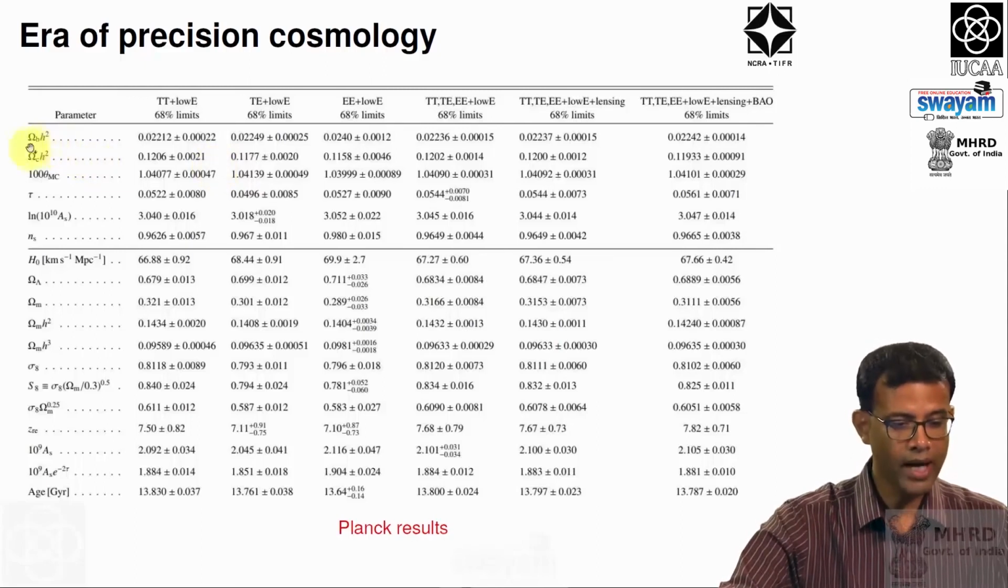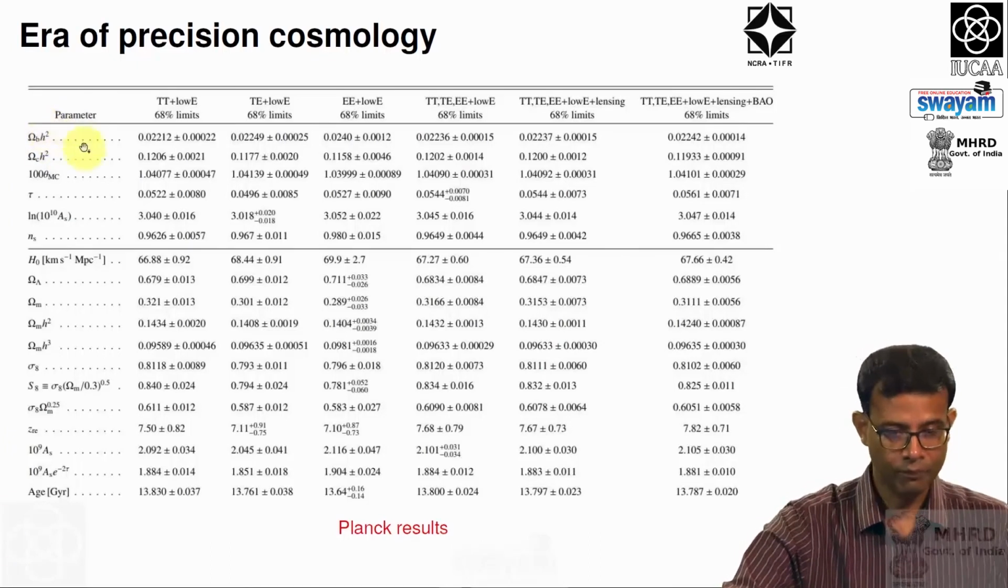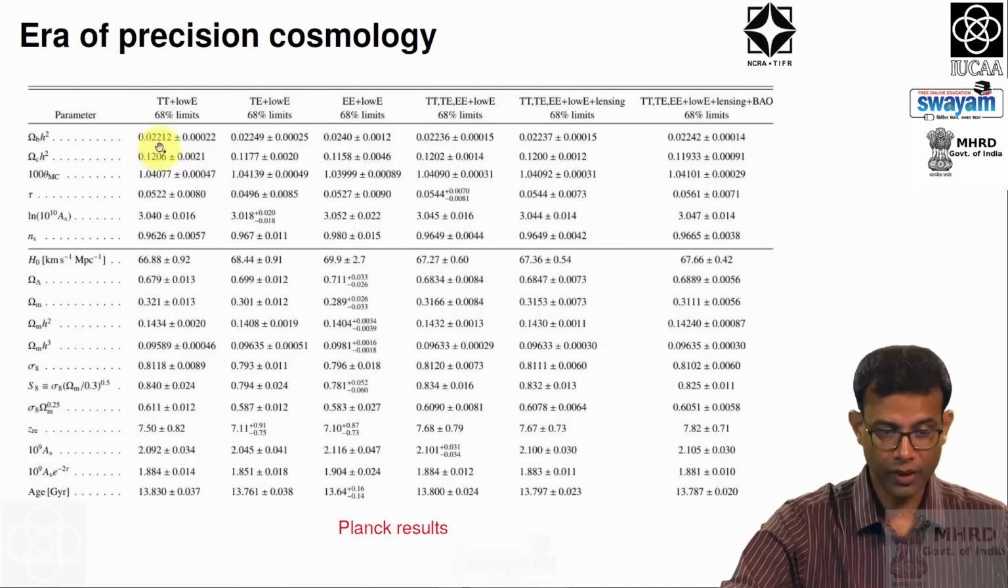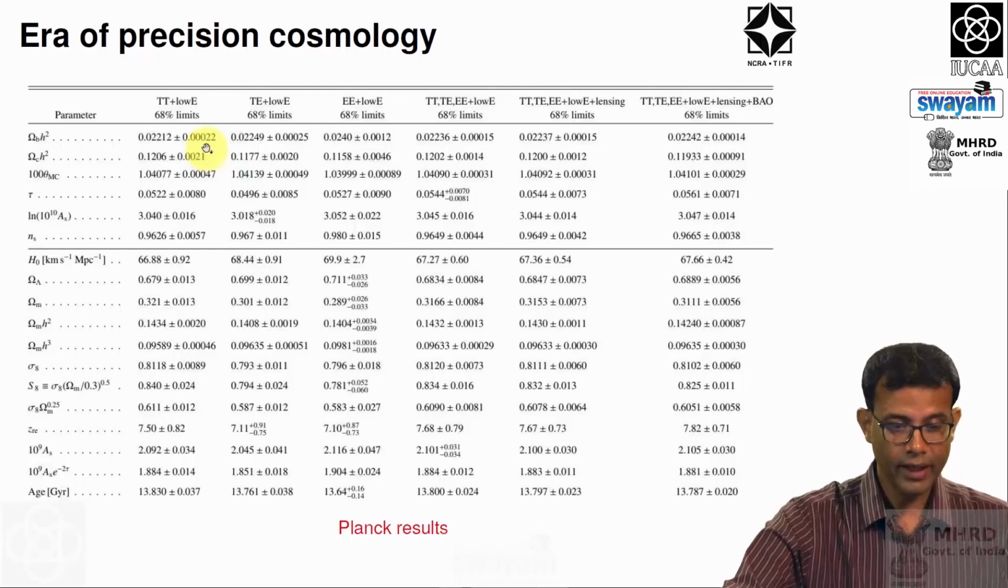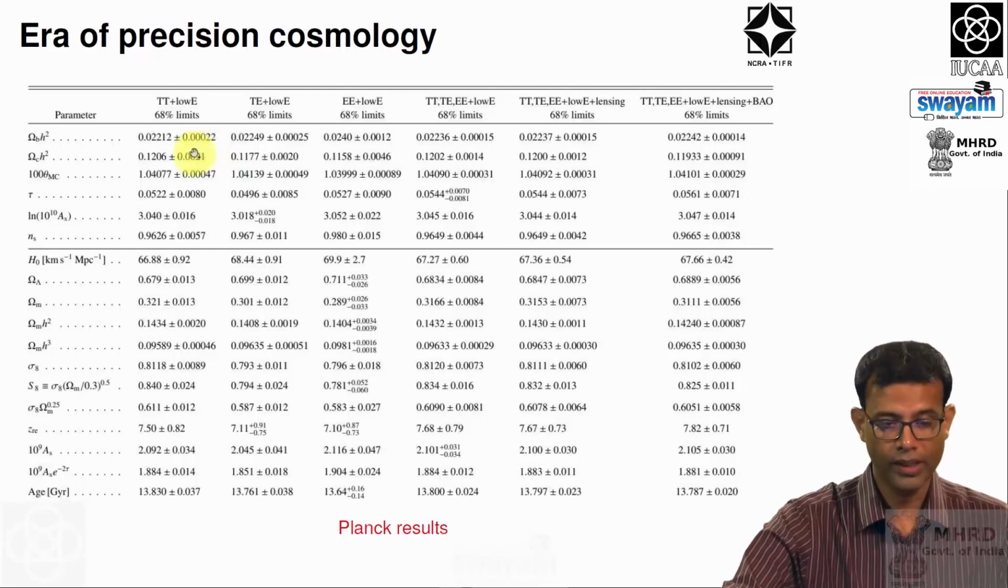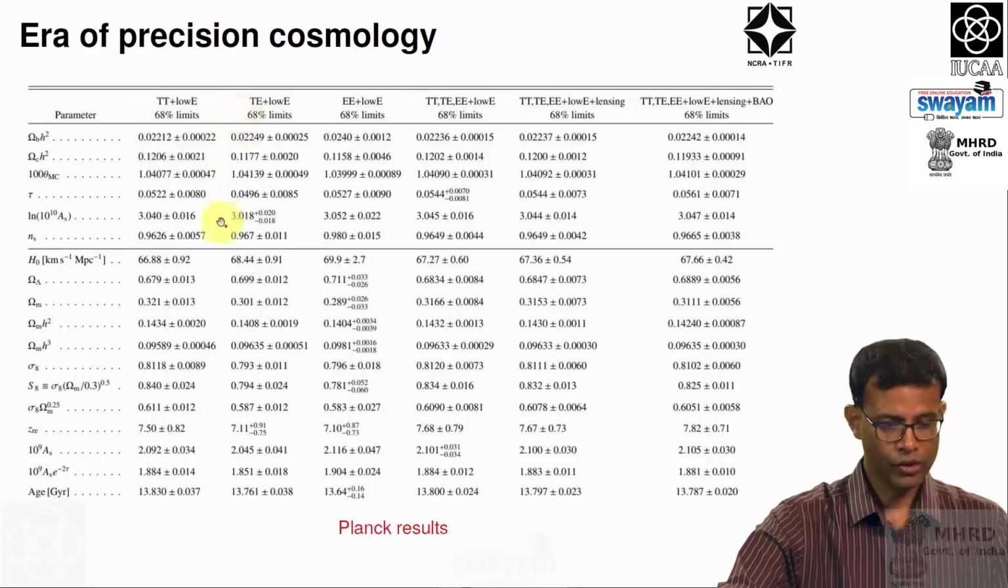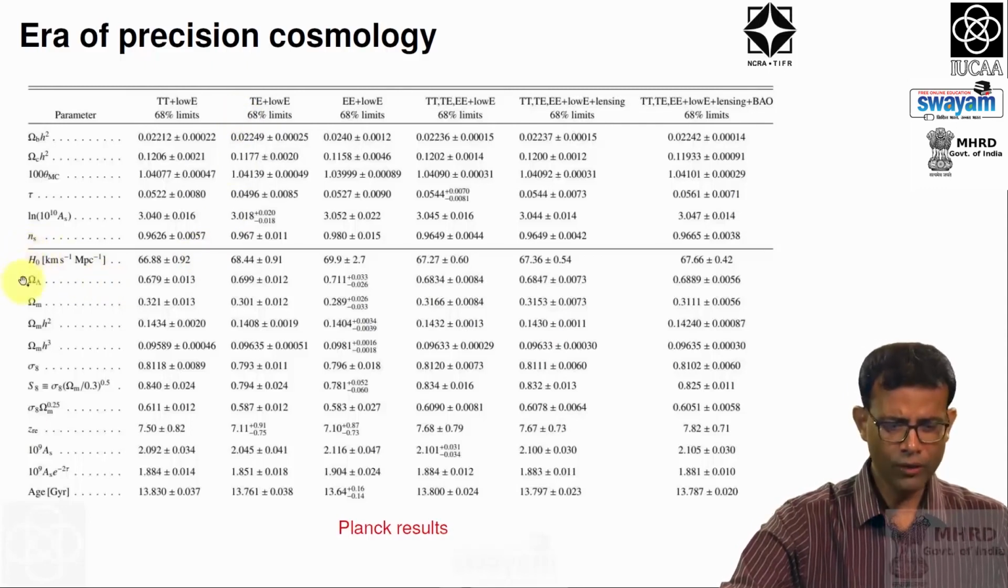For example, you can ask what is the constraint on omega b times h squared. So, you can see the best fit value is somewhere around 0.022, but look at the error bars. Error bars are now 0.002 after the decimal. Okay. So, you can see how precise the measurements have become. So, if you come down, you will see various parameters which we have discussed.